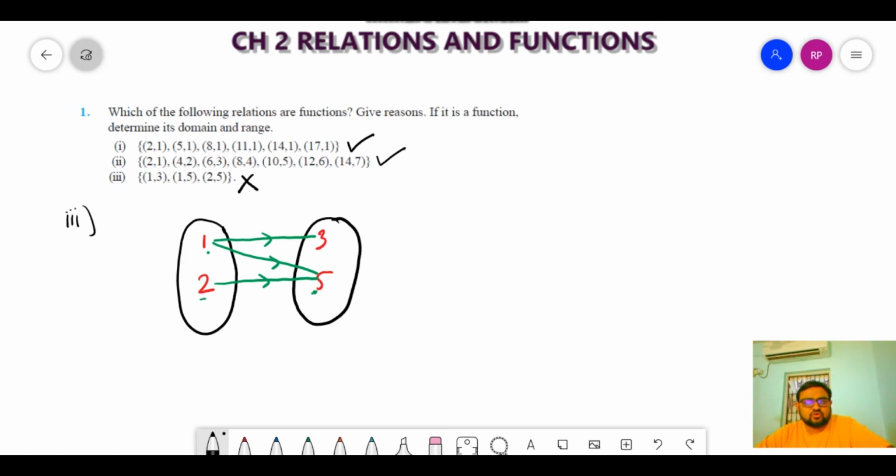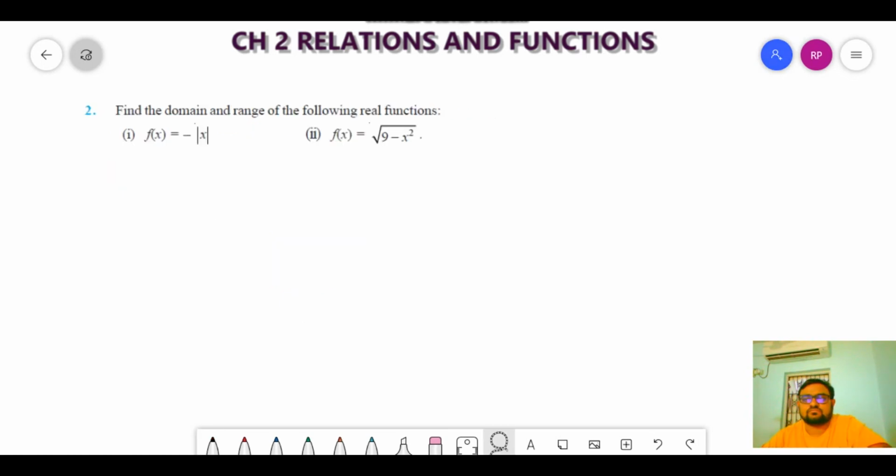Now let's move to the second question. Question number 2. Find the domain and range of the following real function. Now see, it is given in the question, the following real function. So the first one is f(x) is equal to minus modulus of x.